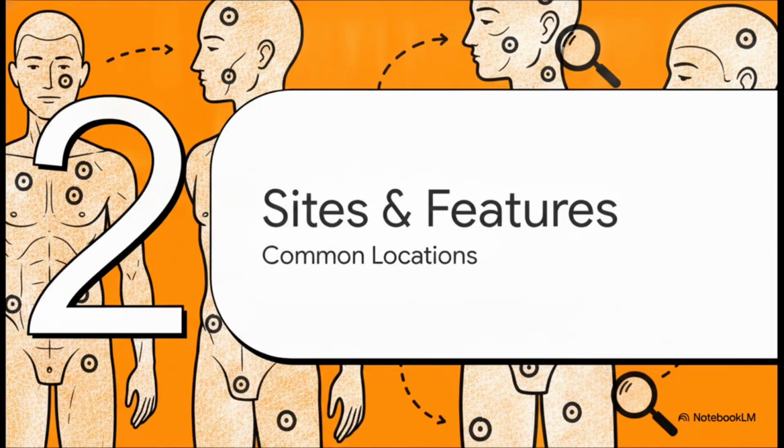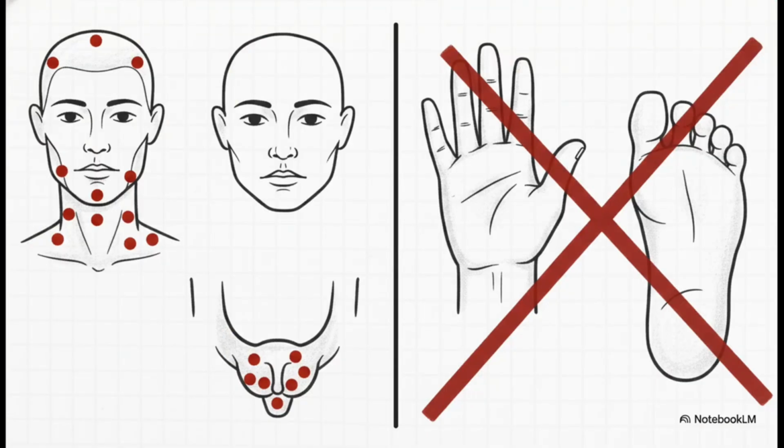Moving right along to Section 2, Sites and Clinical Features. Where exactly are we going to find these things on our patients? Well, they can pop up almost anywhere on the body, but they absolutely love real estate where sebaceous glands are plentiful. We're talking the scalp, the face, and the scrotum. Oh, and a quick heads up on scrotal cysts. They usually show up in multiples and feel surprisingly solid once they're well formed.